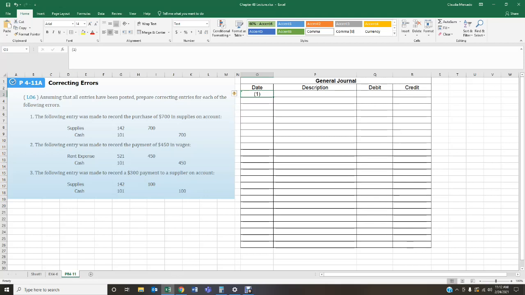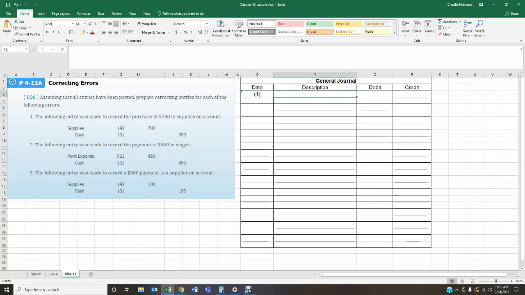Supplies is correct. Supplies should have been debited $700. Why? Because you've got more supplies now. Your supplies increased by $700. How do you increase supplies? By debiting. So supplies is correct. The mistake is that we credited cash. Cash should not have been involved. So how am I going to fix it? Well, whenever you want to fix something that should not have happened, you do the opposite. You're going to reverse that transaction.